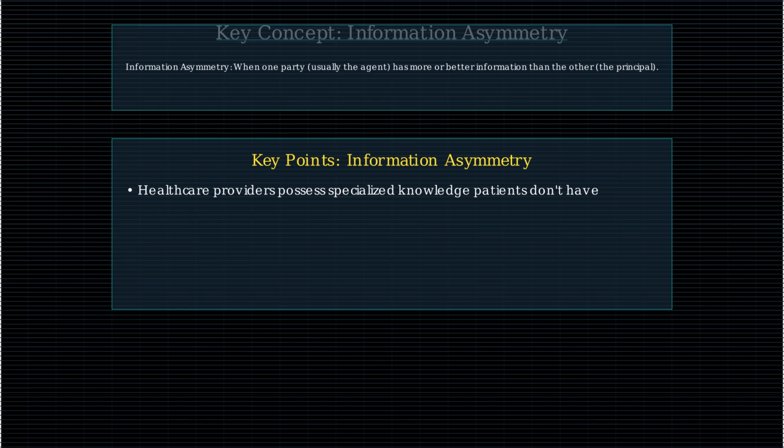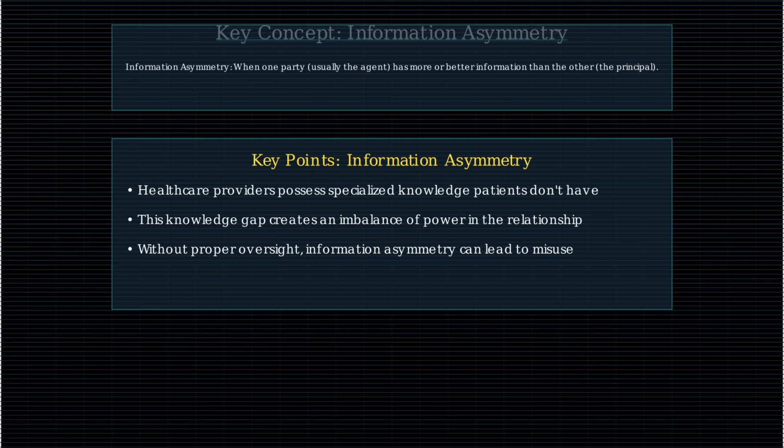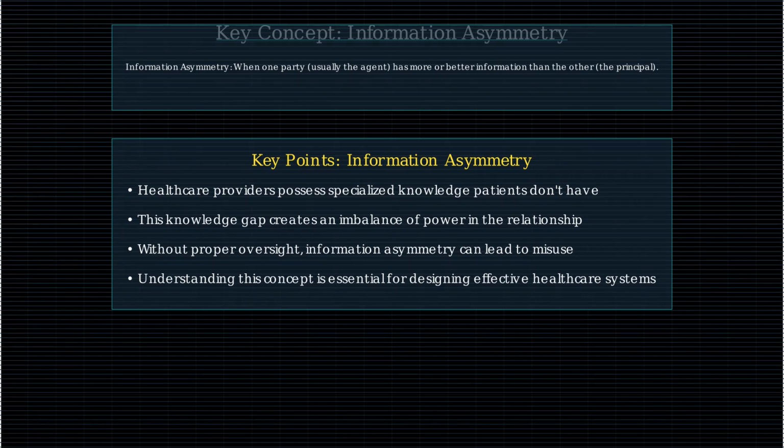Healthcare providers possess specialized knowledge that patients don't have. This knowledge gap creates an imbalance of power that, without proper oversight, can potentially lead to misuse. Understanding information asymmetry is essential for designing effective healthcare systems that balance provider expertise with patient interests.